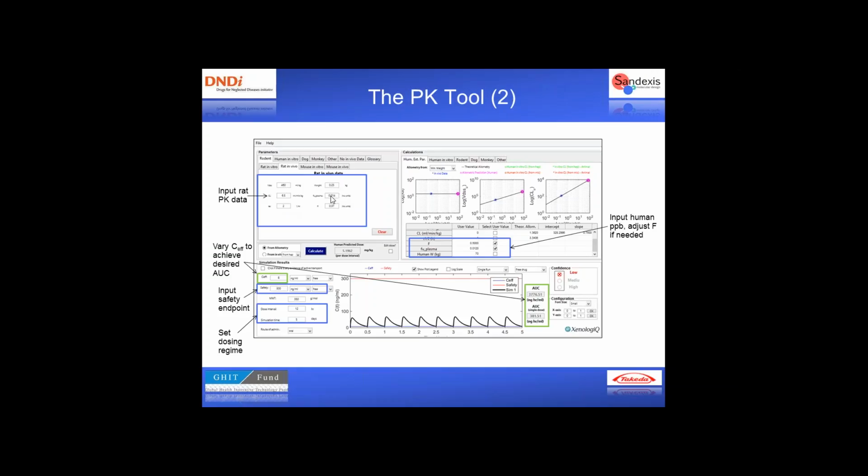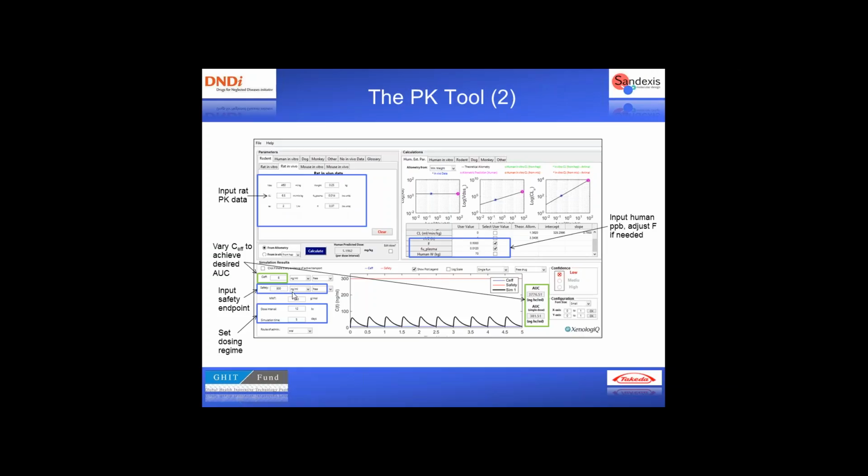fraction unbound, where 1 is 100%, and then oral bioavailability. And then down here, what you can also do is define what your human plasma protein binding is, and also if you consider based on clearance that actually the human bioavailability might be higher, you can tweak these figures accordingly. And that's what we've done here.